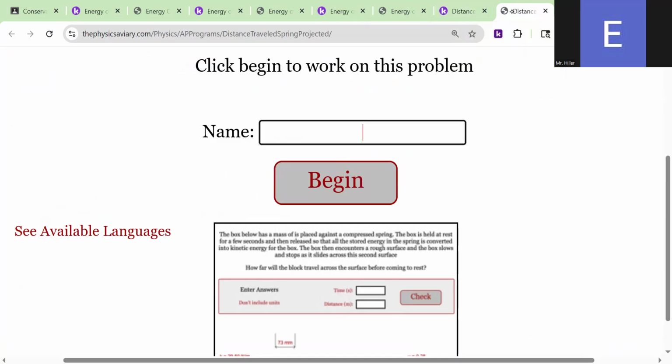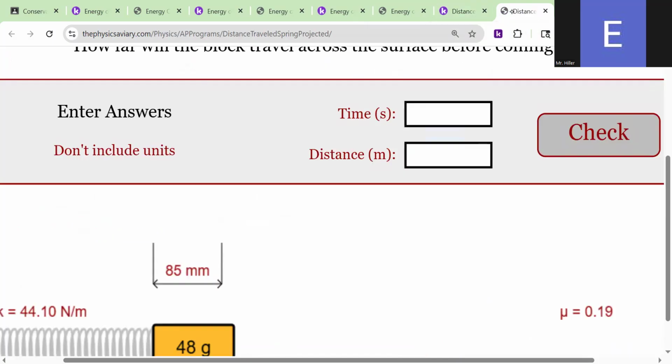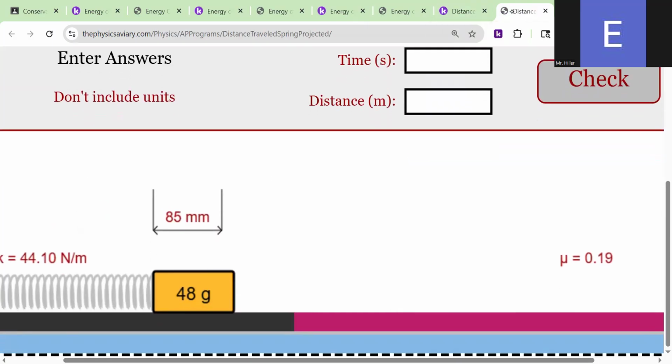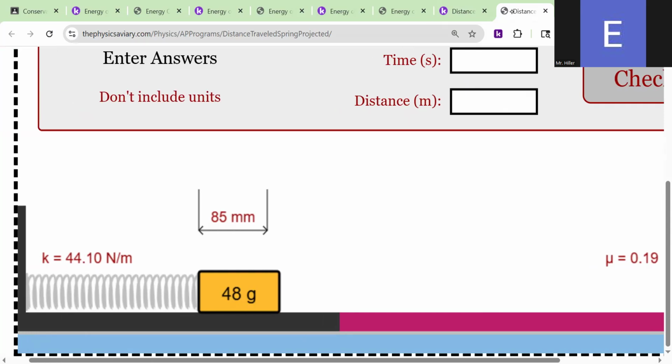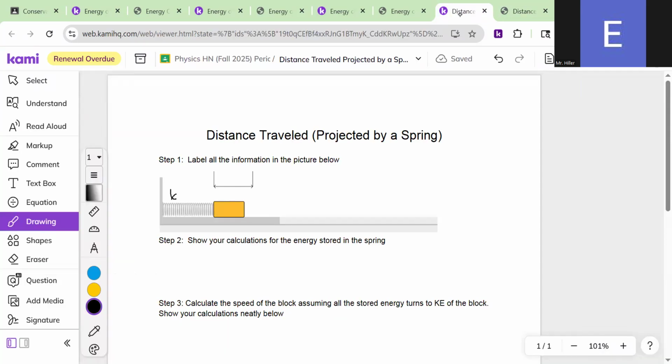First, go ahead and sign into your problem, and then start copying down your information. So my K, my spring constant, is 44.1 newtons per meter. My mass is 48 grams. Please note, 48 grams would be 0.048 kilograms. Remember to move your decimal 3 places to the left.